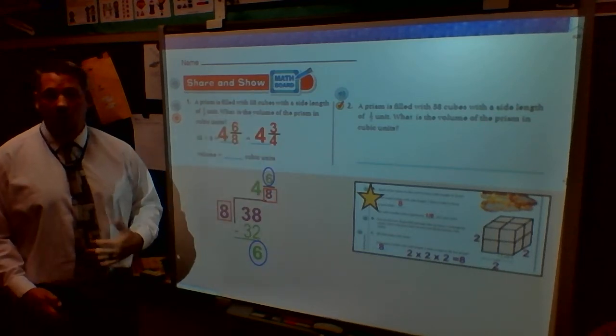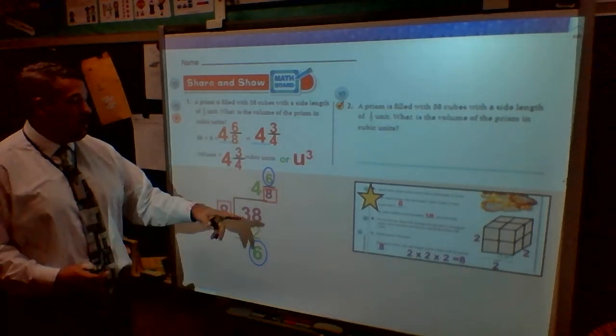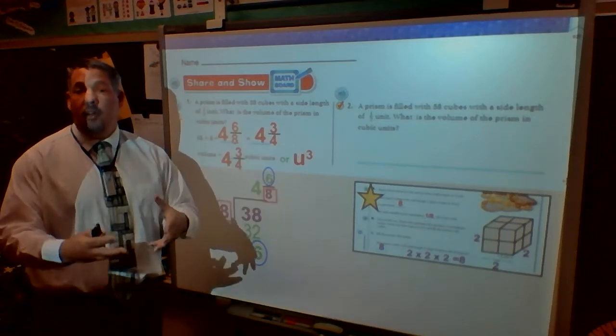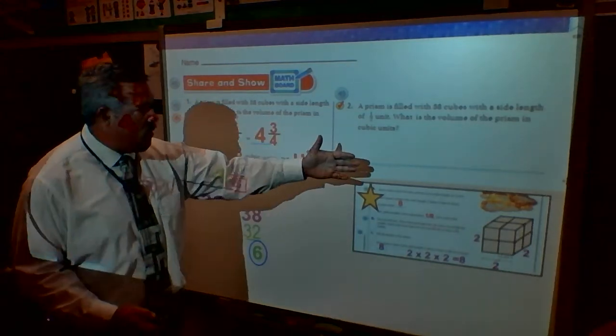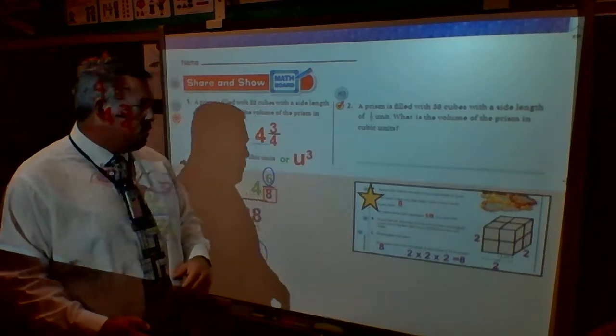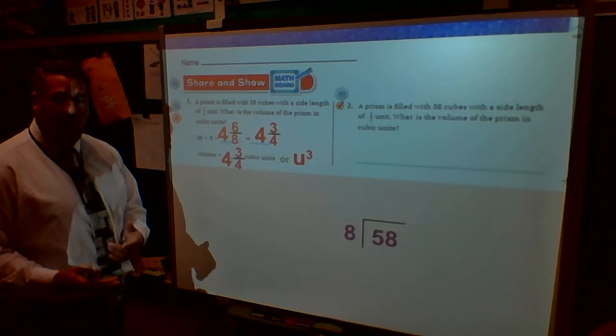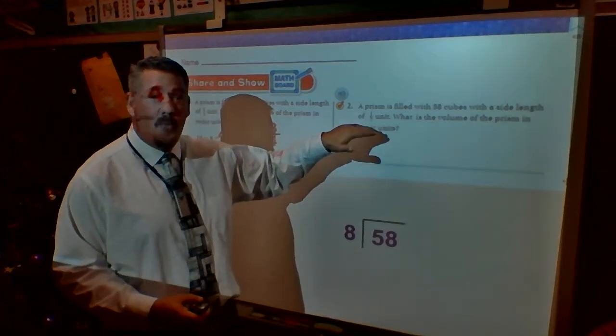4 3/4 what? Well, I have 4 3/4 cubic units, or you could use the unit with the exponent of 3, which also says cubic units. Same type of problem here, but instead of 38, we're now going to use 58. So I'm going to take 58 divided by the 8 once again, because we're using half units.